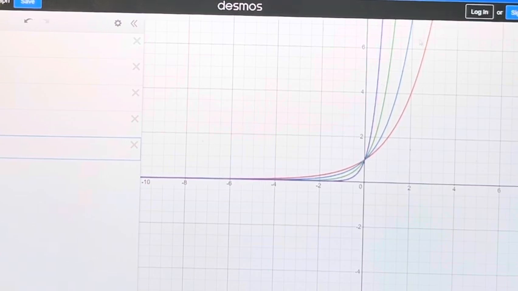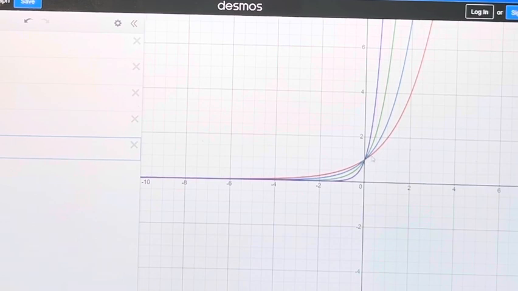All of these functions, we can note, go through the point (0, 1), which we know because any value taken to the 0th power, where x being 0 is the exponent, so 2 to the 0, e to the 0, 5 to the 0, 20 to the 0, they all equal 1, so they all go through the point (0, 1). What's interesting here is what happens after that point.